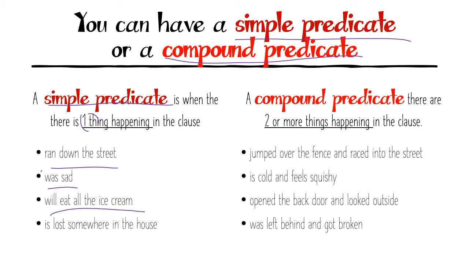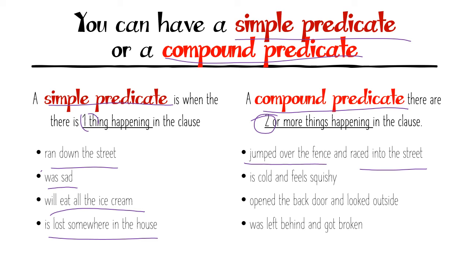"Will eat all the ice cream." Or "is lost somewhere in the house." So those are all examples of one thing happening. Those are simple predicates. A compound predicate is when there are two or more things happening in the clause. So in these examples, we have "jumped over the fence and raced into the street." Those are two things happening. First they jumped and then they raced.